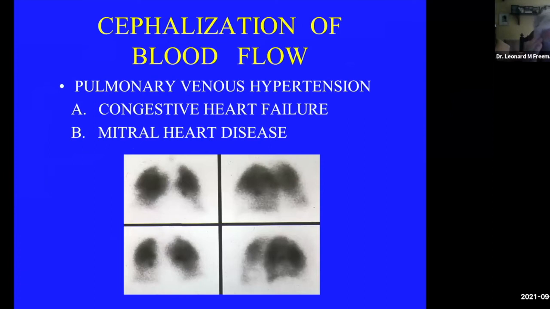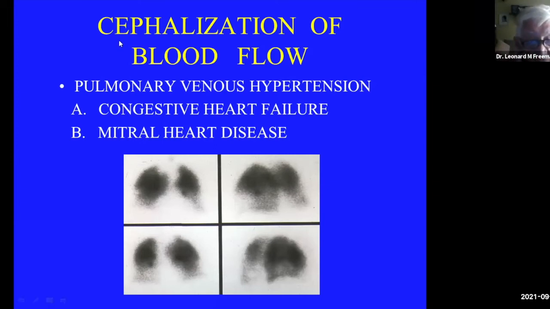So look at this perfusion lung scan. What do you see? You see reversal of flow to the upper lobes, okay? The upper lobes have much greater blood flow than the lower lobes. Okay, what is this? This is pulmonary venous hypertension, and it can be caused by congestive heart failure or mitral heart disease, okay?